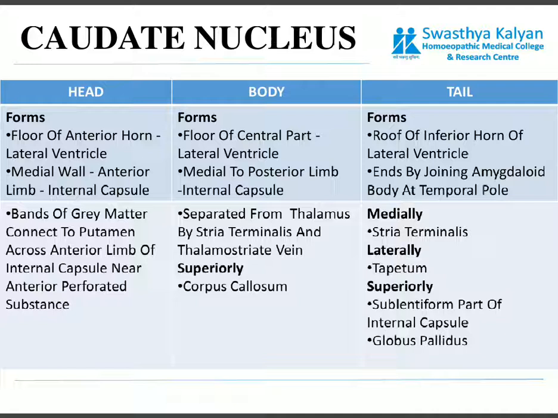So the caudate nucleus basically consists of a head, a body and a tail. The head of the caudate nucleus forms the floor of the anterior horn of the lateral ventricle, and it also forms the medial wall of the anterior limb of the internal capsule. And bands of gray matter connect this head of the caudate nucleus to the putamen across the anterior limb of the internal capsule near the anterior perforated substance. The body forms the floor of the central part of the lateral ventricle.